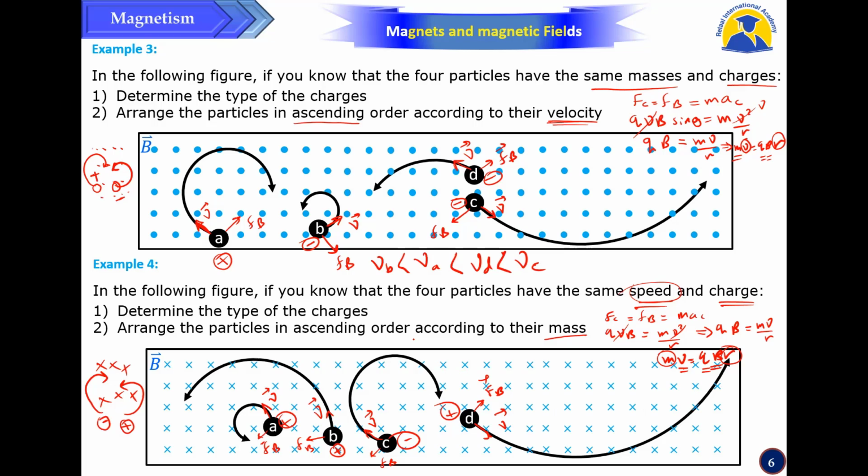Now to arrange the particles in ascending order according to their mass, this means from low to high. So low mass means less curvature. So we will start with A. So MA is less than MC, less than MB, less than MD.